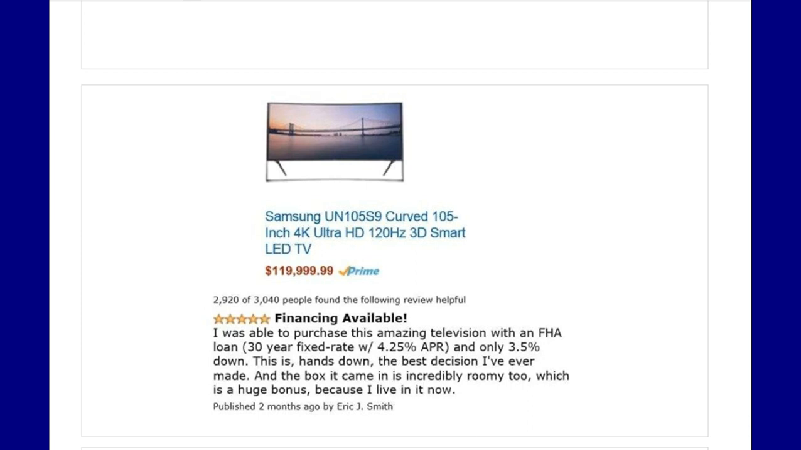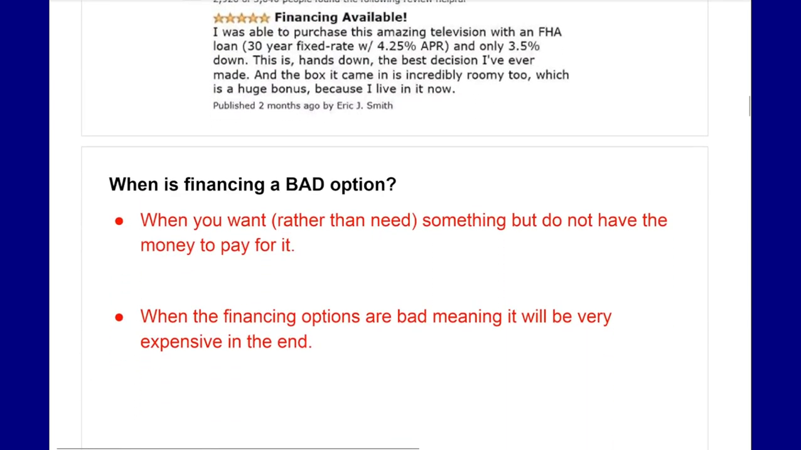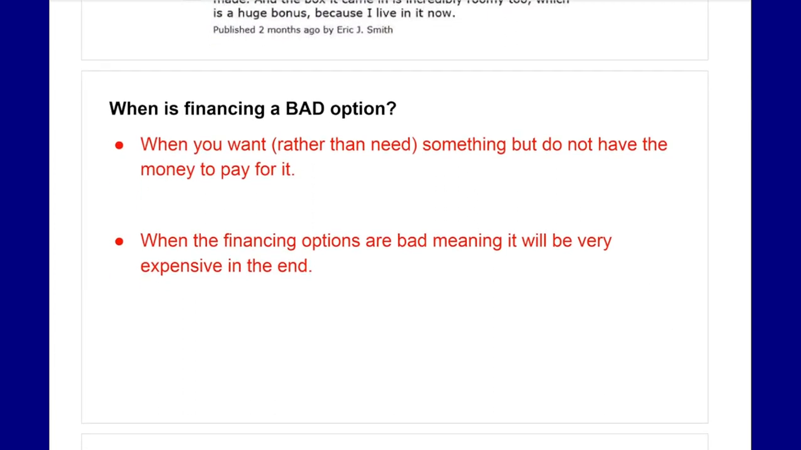So obviously this is a bit more of a joke, but there are certain situations where financing is not a good idea. So when it's for something that you want rather than need. If you want something rather than need it, but do not have the money to pay for it, then that's something that maybe you should just hold off on. If you don't need it right now, you might as well hold off on it.